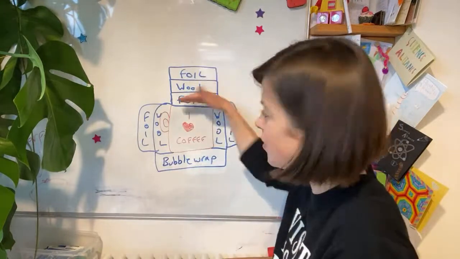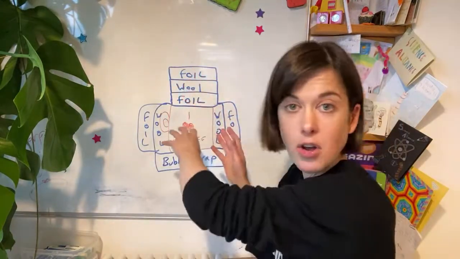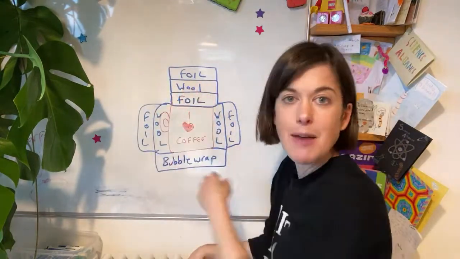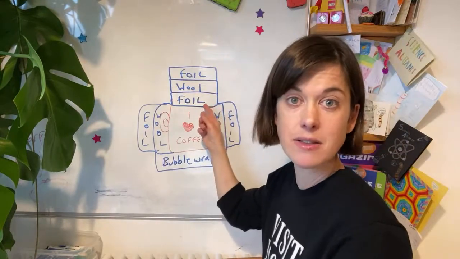So I've put some foil on the top. Well done if you did that, if you were thinking that the hot coffee is very hot, so it's giving off a lot of infrared radiation, and foil will reflect that back into the cup. But did you think about that foil is also a metal, okay?